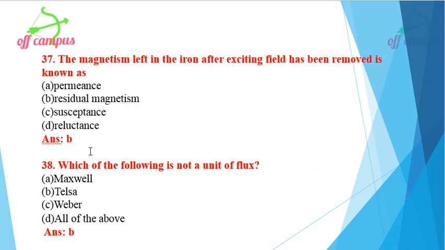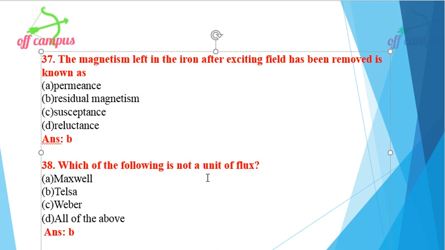Then question number 37. The magnetism left in the iron after the exciting field has been removed is known as option B, residual magnetism. The options are permeance, residual magnetism, susceptance, reluctance. So the magnetism left in the iron after the exciting field has been removed is known as residual magnetism, option B, the right option.